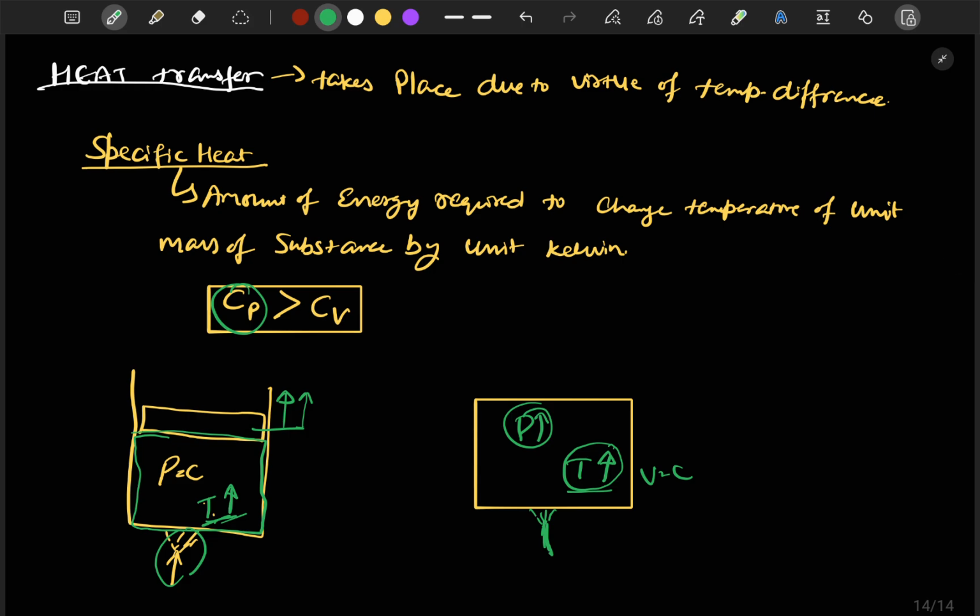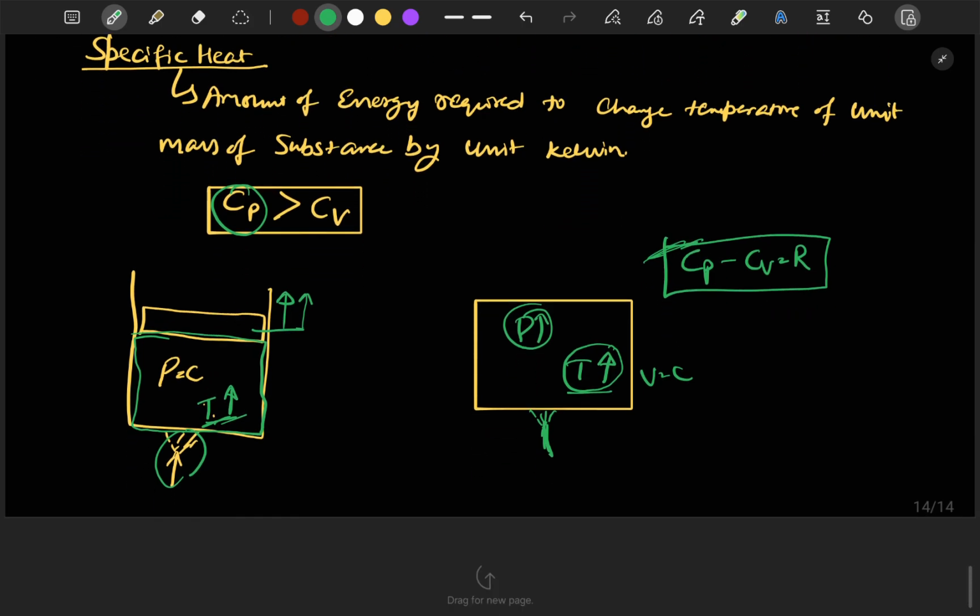So Cp is always greater than Cv. It is also written mathematically that Cp minus Cv is equal to R. You can also see from here that Cp is always greater than Cv. But this is for further lectures, it won't be included in this chapter, so I won't be discussing this anymore.